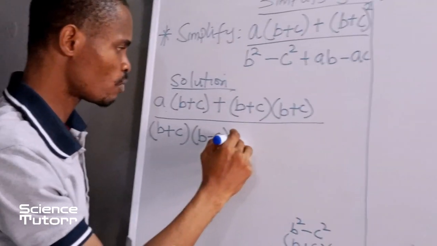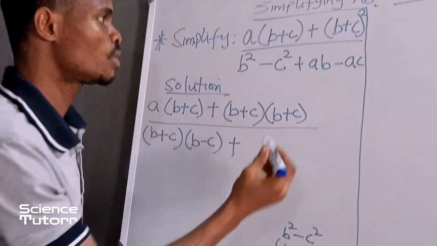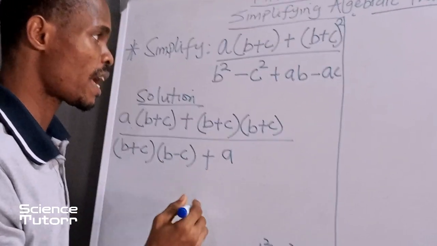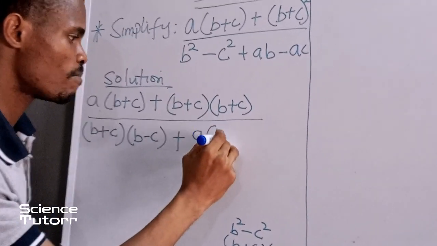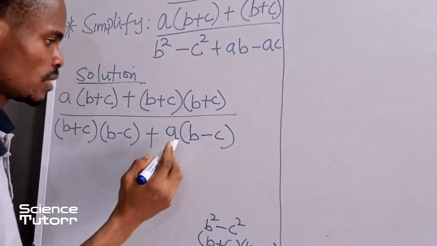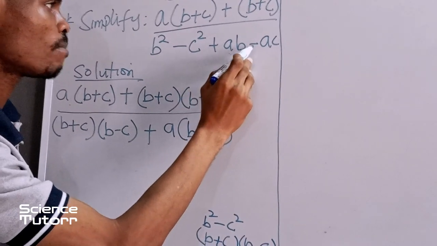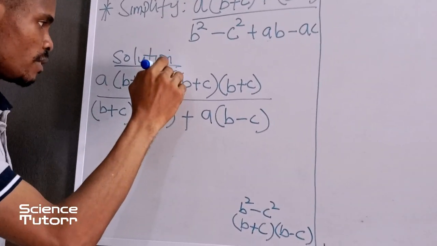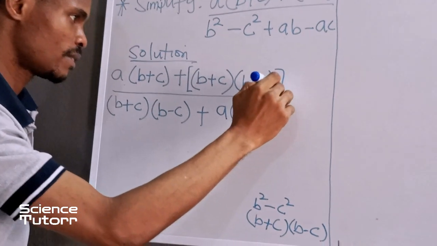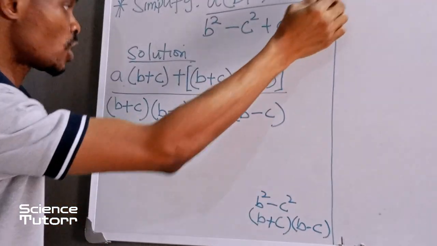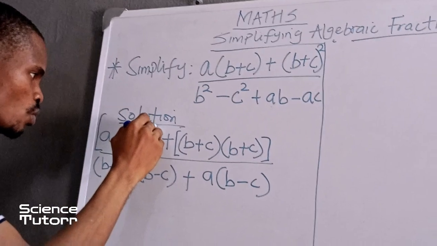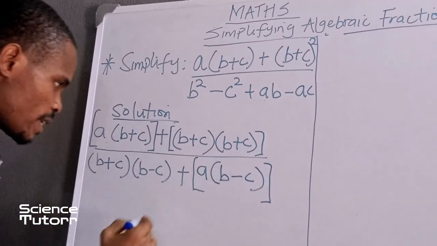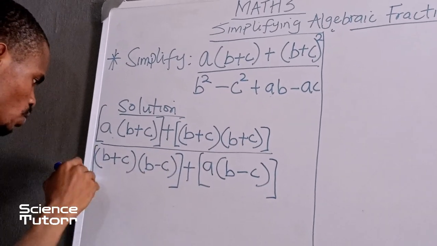And then we continue, we have plus. From here we see that we have like terms. A represents a like term. In the open bracket we have B minus C. So this takes care of AB minus AC. Now we continue. Remember, this is grouped together. B plus C, B plus C, giving us this here. This is also grouped together, while this is grouped together.